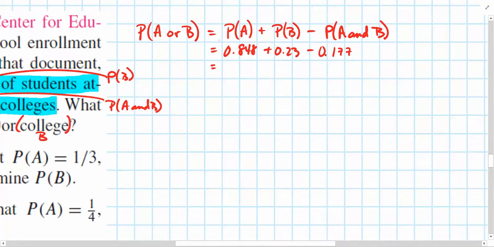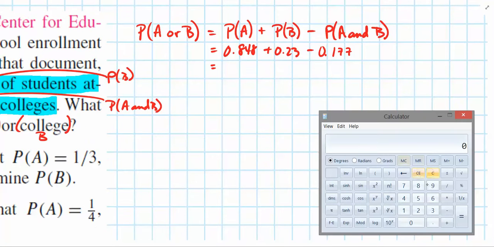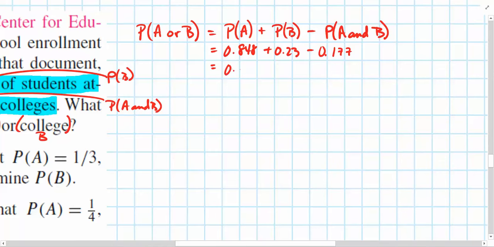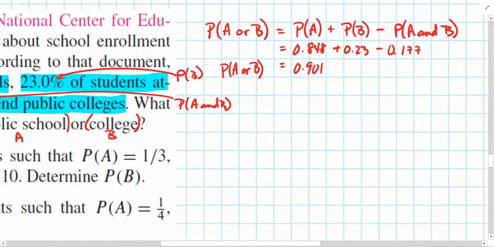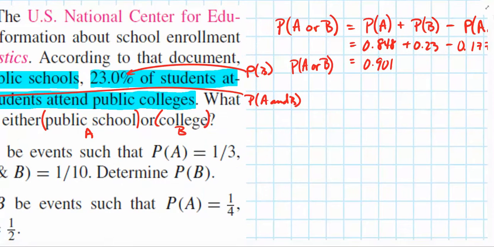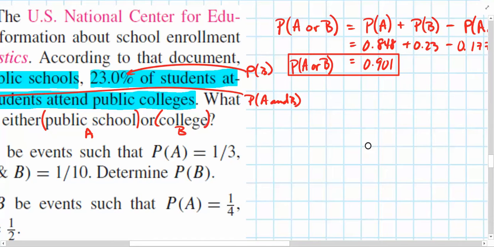So simple math here leads us to see that 0.848 and 0.23 take away 0.177 is equal to 0.901. So the probability that a student attends college or attends a public school is equal to 0.901, where there's a 90% chance.